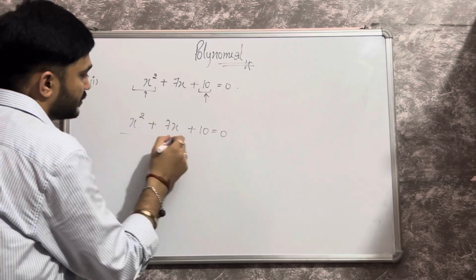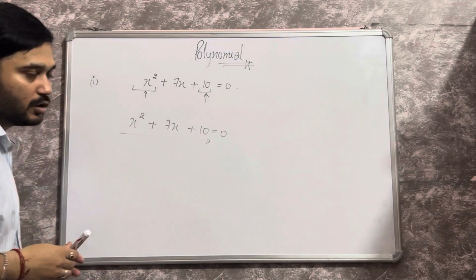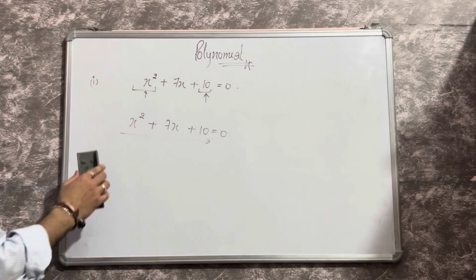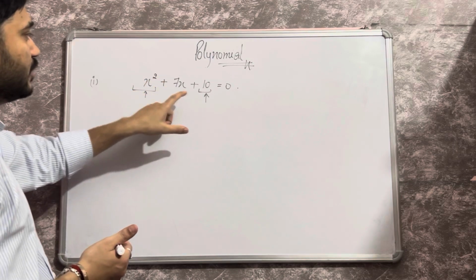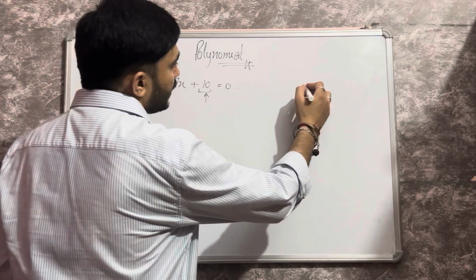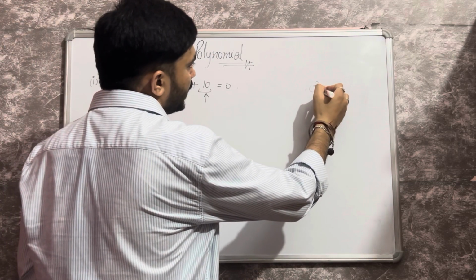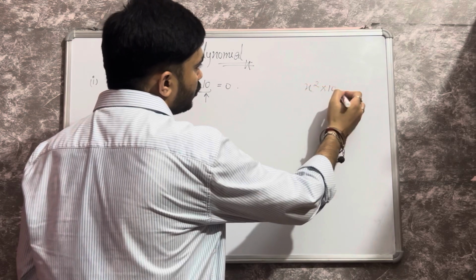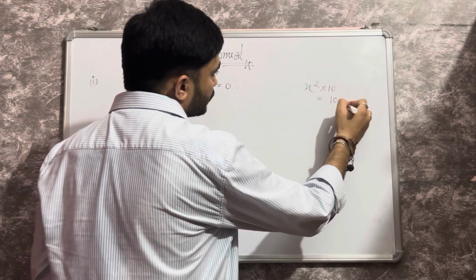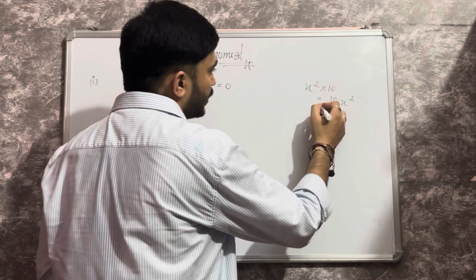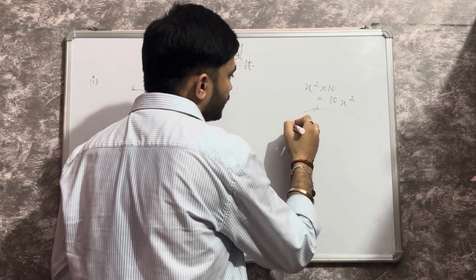Always take these numbers in this order, because you are going to multiply the variable with maximum power and the constant, that is x square multiplied by 10. So you will get the answer 10x square. Now look here, this answer is positive.